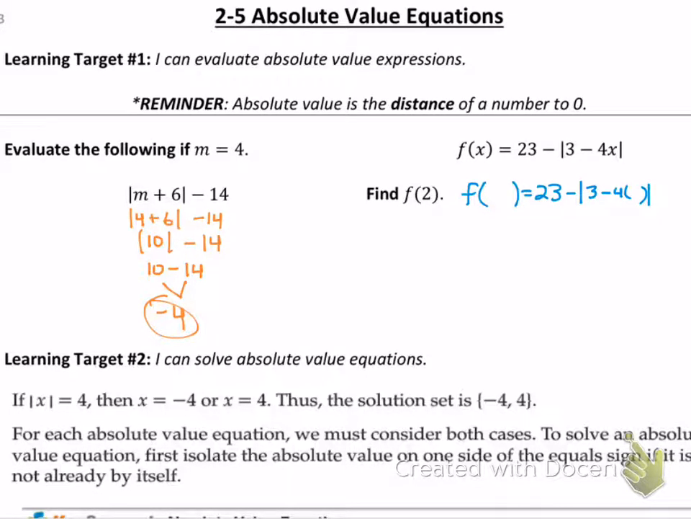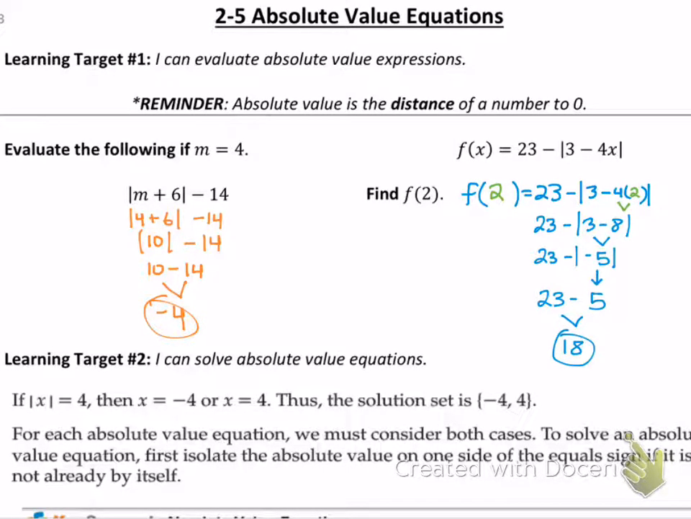In these blanks, since I'm looking for f of 2, that means everywhere I see a blank, I'm going to fill in 2. And then I see this group here of the absolute value, 3 minus 4 times 2. I'm going to do the 4 times 2 first, which gives me 8, and then 3 minus 8 gives me negative 5. Now, the absolute value of negative 5 is just positive 5. So I have 23 minus 5, which gives me a final evaluation of 18.